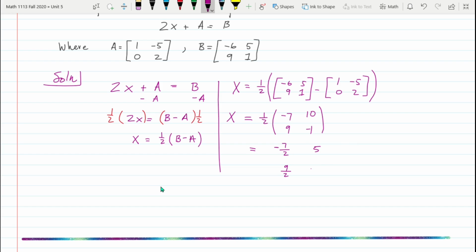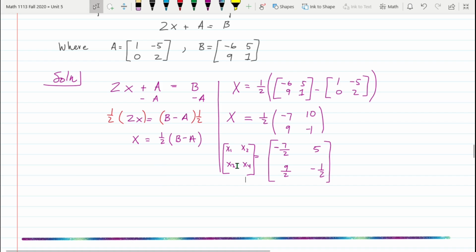And then -1/2. Now, to really finalize this, understand that the matrix to the left is x, but this is perhaps x1, x2, x3, x4. So x is a matrix full of unknowns. So it has to have the same dimension as this right here. So x1 is equal to -7 over 2. X sub 2 is equal to 5.